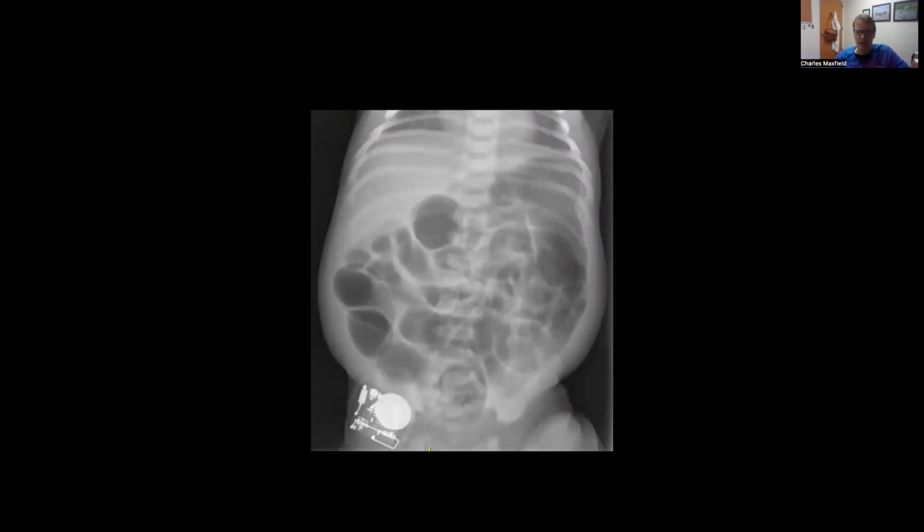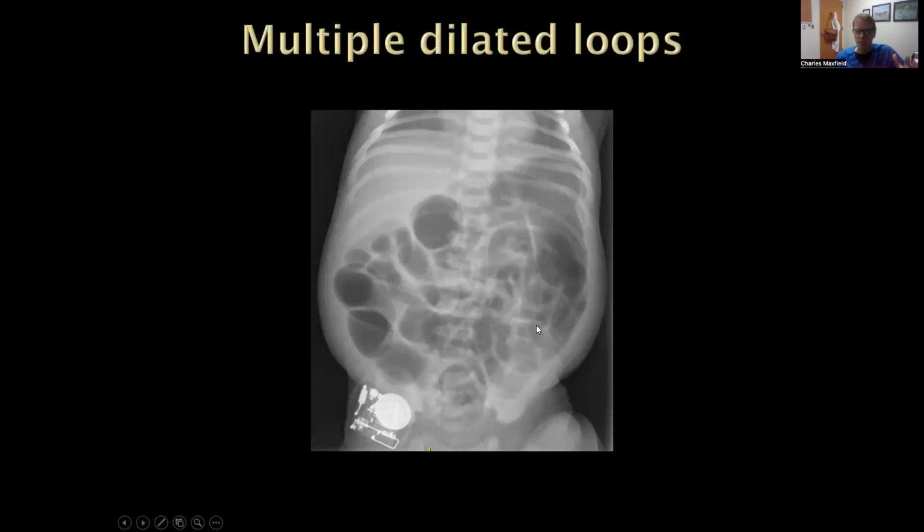I think we have 2 more cases to show you, maybe 3. This baby, which of the 8 X-ray patterns is this one? All these loops, right? They're wider than the vertebral body, and there's multiple loops. So we'll assign a pattern of multiple dilated loops. And what does that call for as the next step?